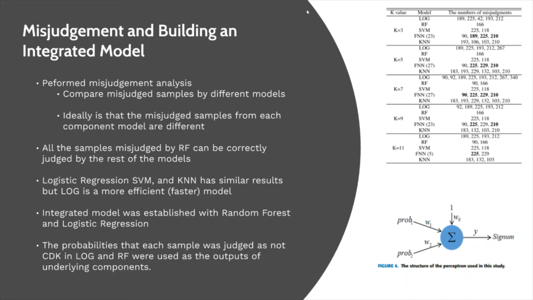Overall, logistic regression seemed to be the best model to pair with the random forest due to its accuracy and performance. In order to integrate them into a perceptron, the probabilities of each model were then used as outputs for their underlying components.